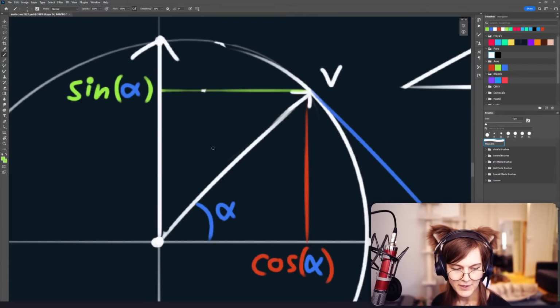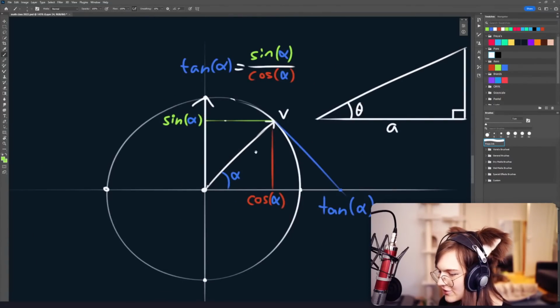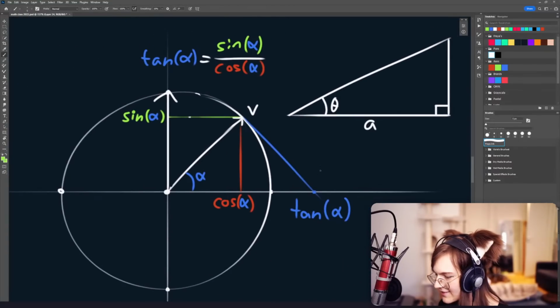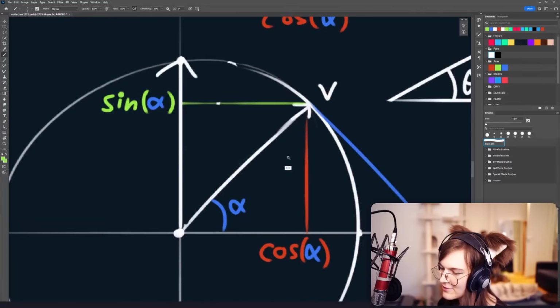Tangent is parallel to the y-axis. YouTube chat, shush. You can draw it in many different ways. This one is valid. Trust me. Do the math.